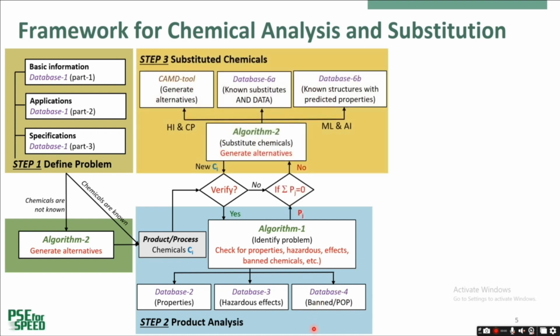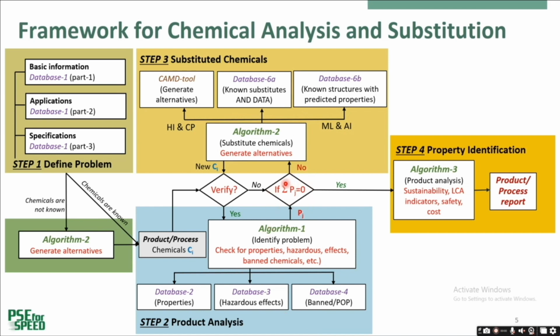If any chemical has problems, PJ will be greater than 0. If PJ is 0, there are no problems, and the user will be guided to step 4. If a chemical is identified to have a problem, 1 will be added to PJ. This is repeated until all chemicals have been verified.